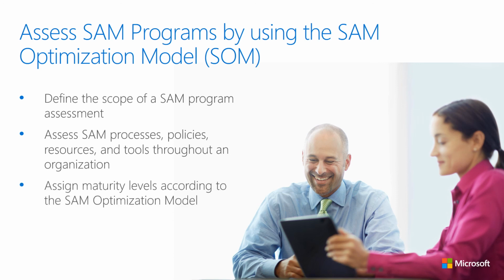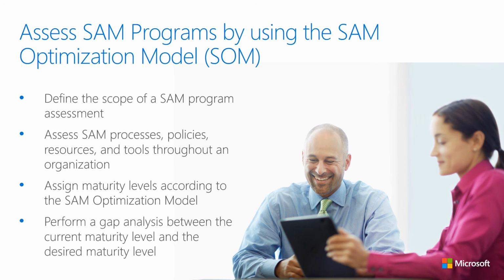And it's the SOM that helps the partner to do that by asking a question for each key competency and evaluating the optimisation level that the customer is currently at. In turn, that then enables the partner to perform a gap analysis so that a plan can be produced to help the customer to move from one level to another for the required competencies.